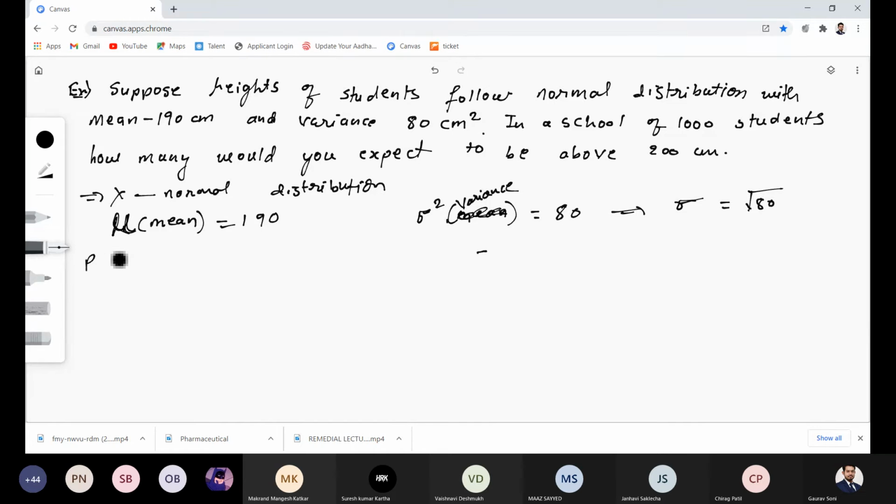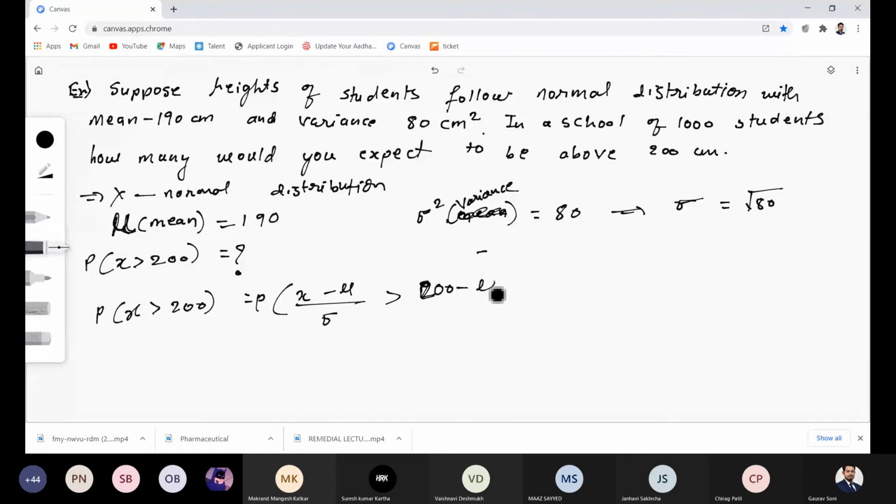So what we need to find is the probability of X greater than 200, right? So the probability of X greater than 200 will mean the probability of (X minus mu) divided by sigma greater than (200 minus mu) divided by sigma. This is what I have changed the variable. So this will become Z greater than (200 minus 190) divided by under root 80. So this will be the probability of Z greater than (200 minus 190) by root 80.